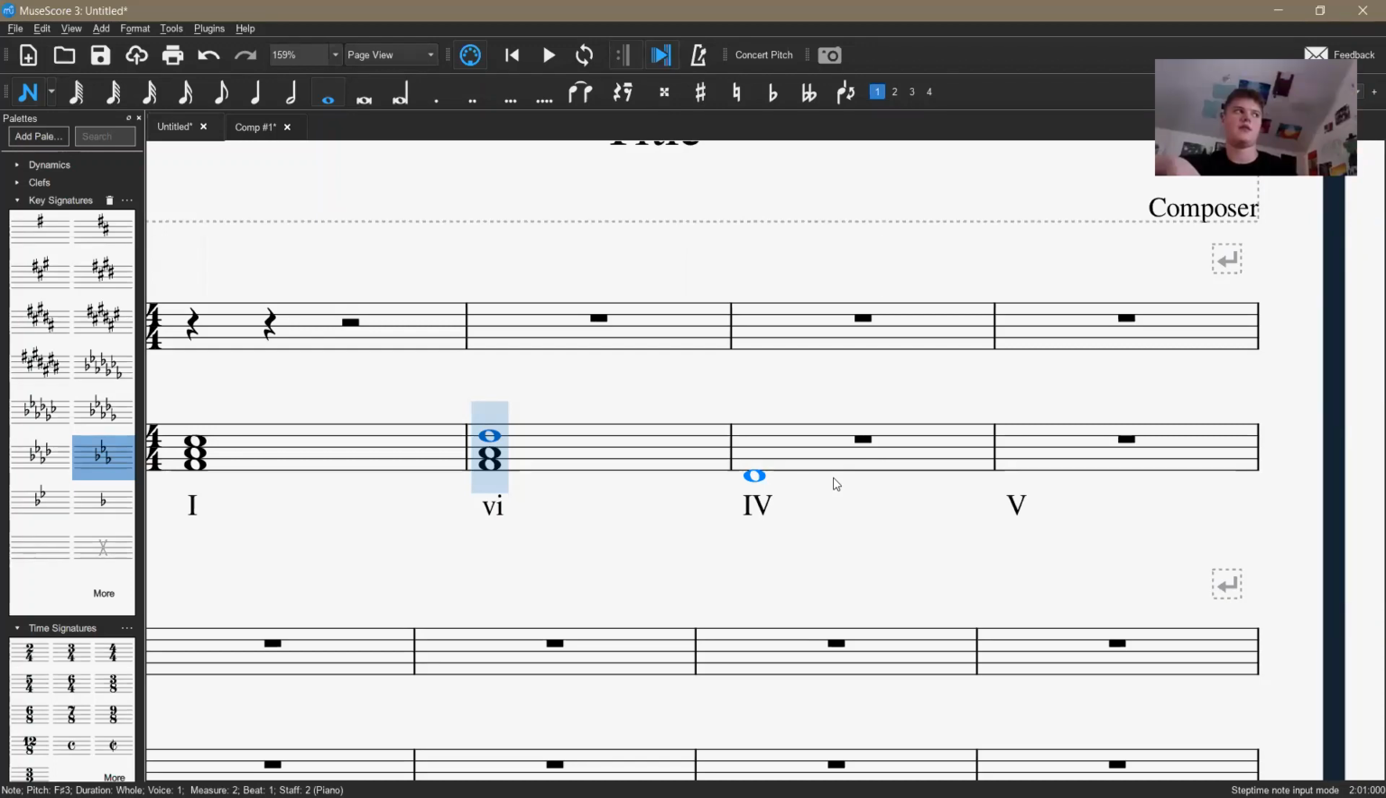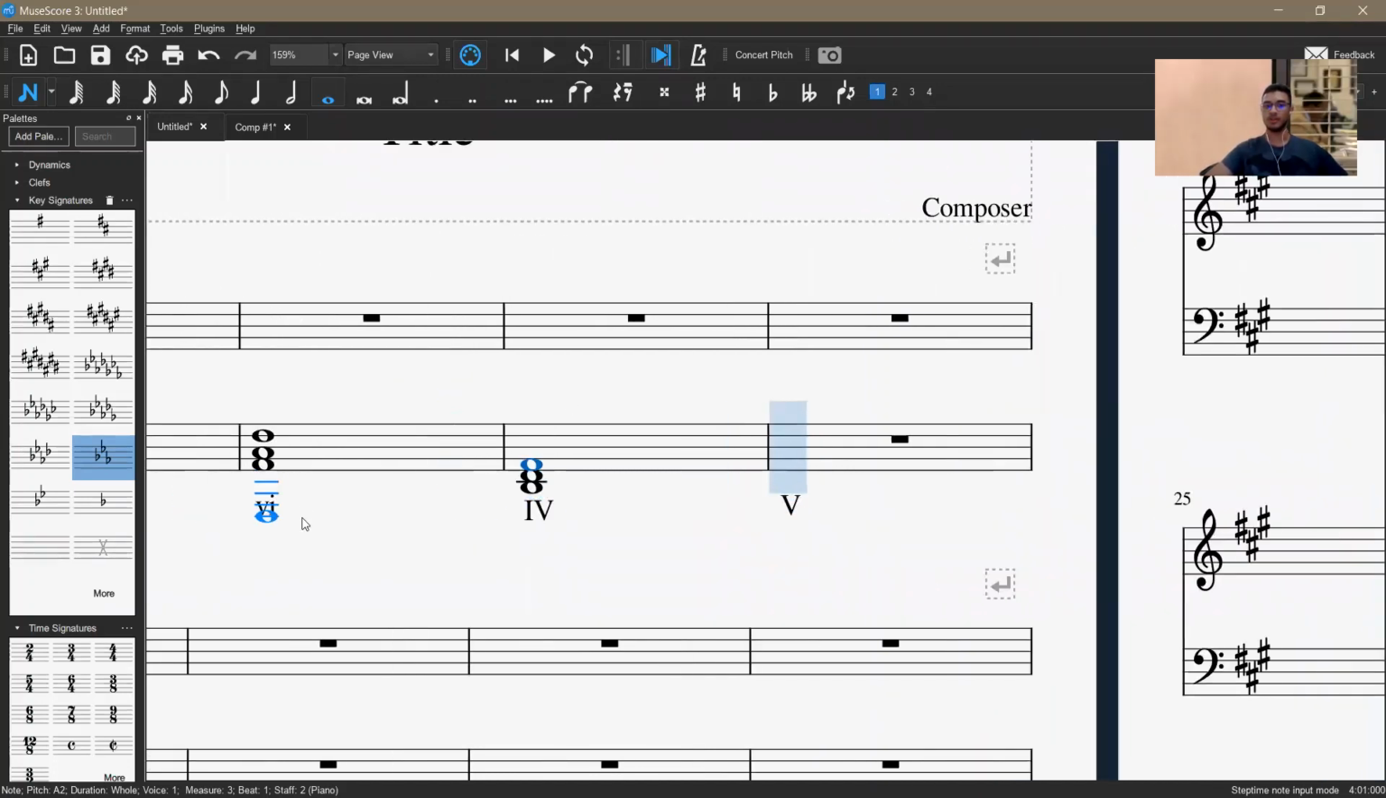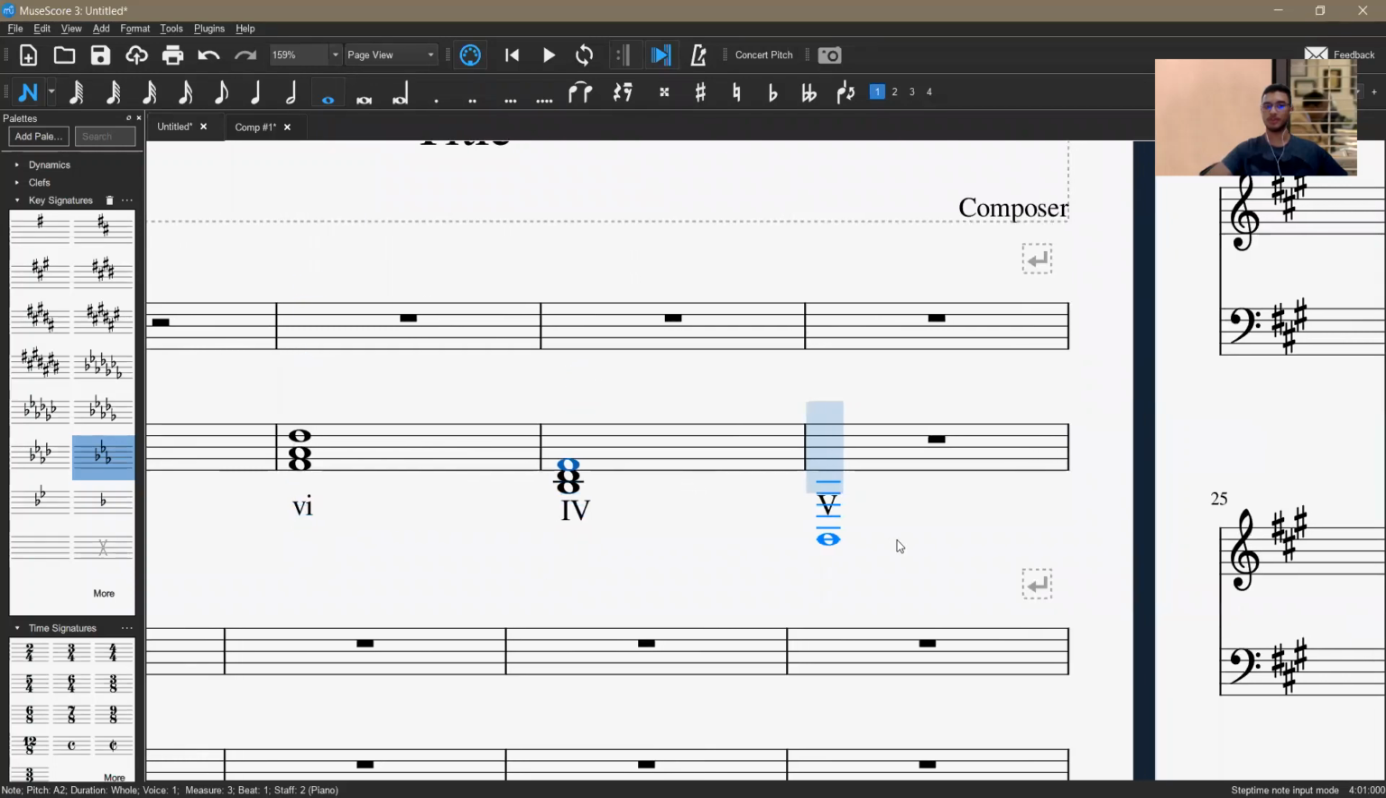D, F, A. D, F sharp, A, exactly. Do you want to keep it like this, or do you want to put it in inversion? I think we can keep it like that. Keep it like that? All right. We'll move on to this, and then we can come back to the whole thing and see how it sounds.